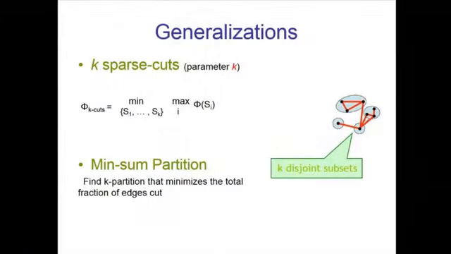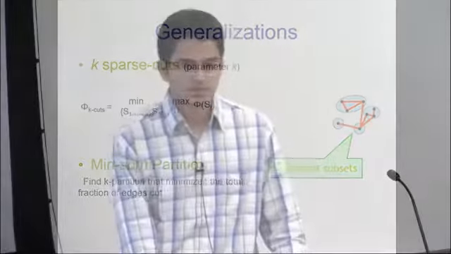Okay? So in this talk, I'll talk about 2 problems. You are given a parameter k, and the first problem is to partition the graph into k pieces so as to minimize the maximum over i of phi of Si. And the second, seemingly easier problem is to find a k-partition that minimizes the total fraction of edges that you cut. Okay? So it's easy to see that whatever upper bound you prove for the first problem will also be an upper bound for the second problem. So the second problem is an easier problem. So let's do that first.